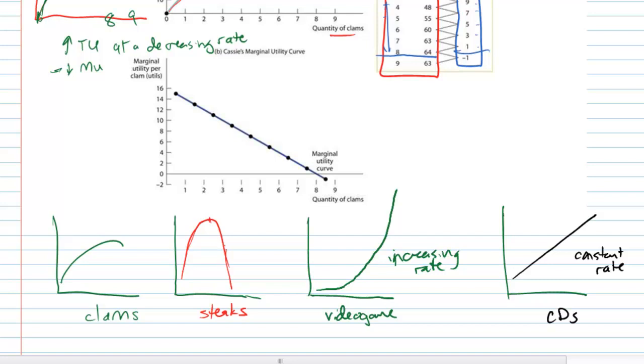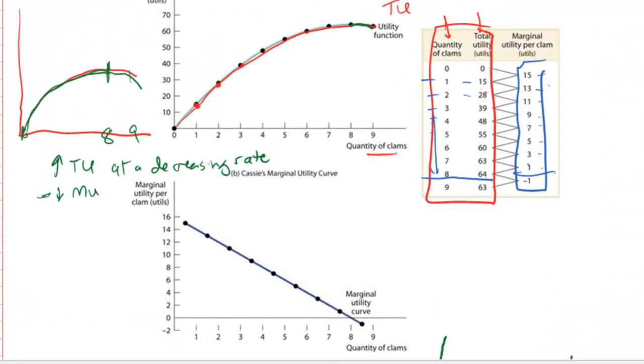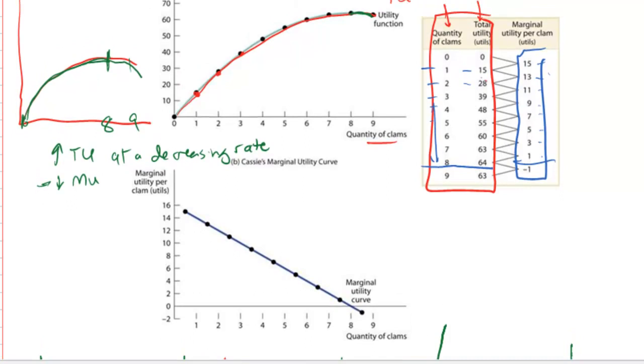We'll come back to these and draw second graphs for those too. So these two graphs that the book has given us, the utility function on top and the marginal utility curve on bottom, are closely related, and there's a significance to why they're drawn one above the other.